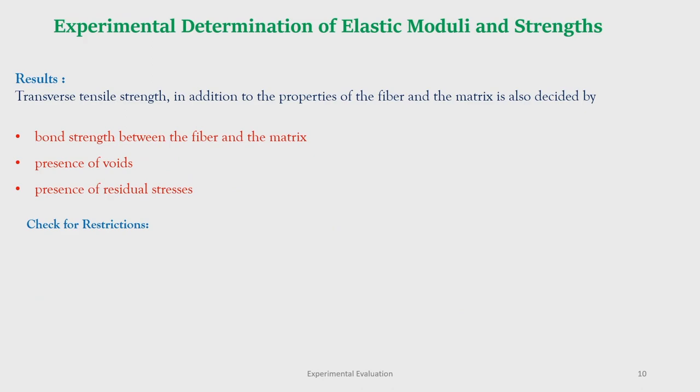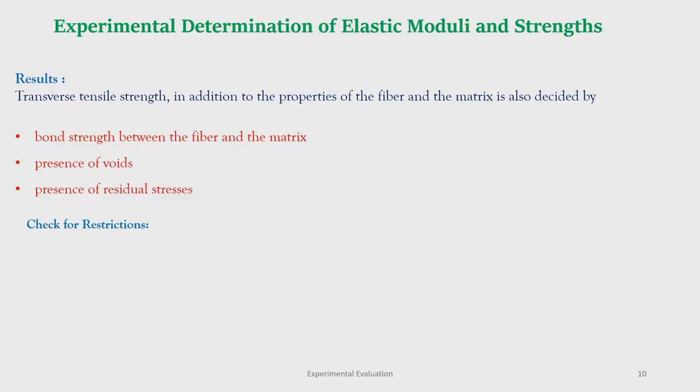As we have discussed already, the transverse properties actually do not agree well with the experiments. It is observed that the transverse strength, in addition to the properties of the fiber and the matrix, is also decided by the bond strength between the fiber and the matrix. If there is a presence of void, that drastically changes the transverse properties. And during manufacturing, if there is a residual stress, that also influences the transverse strength and modulus.